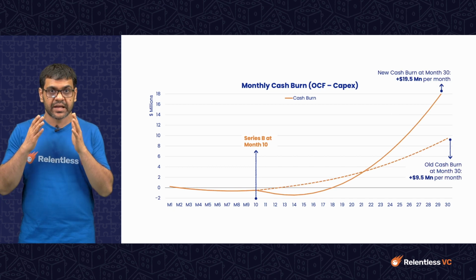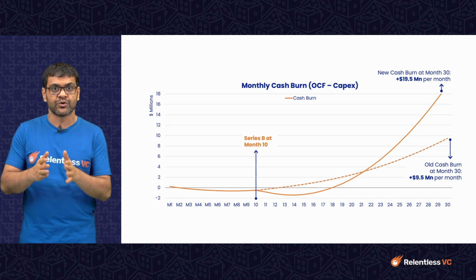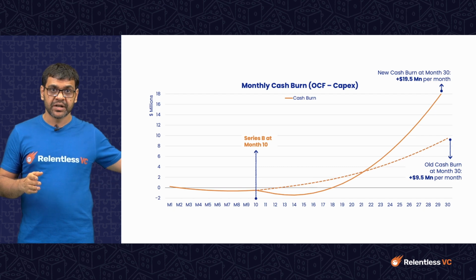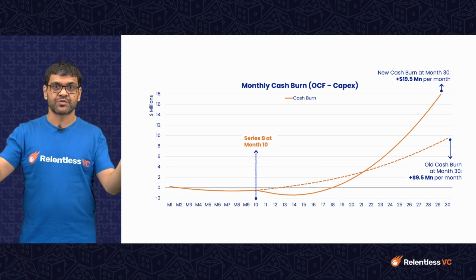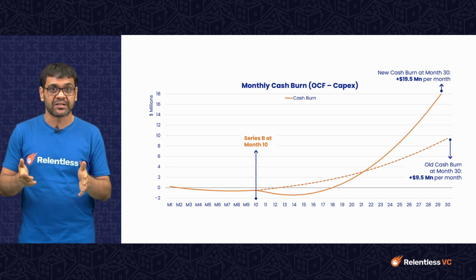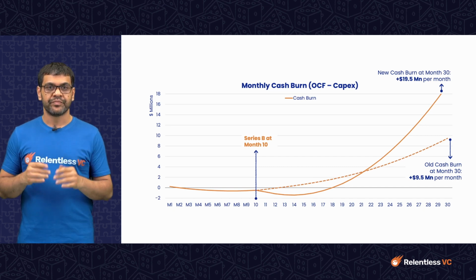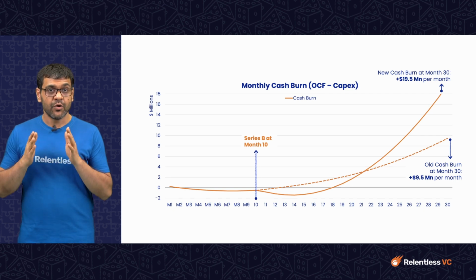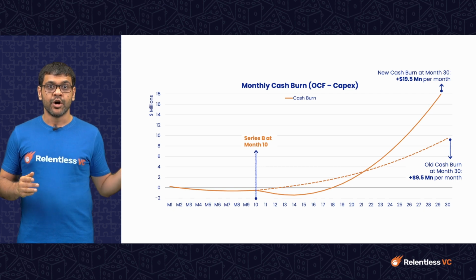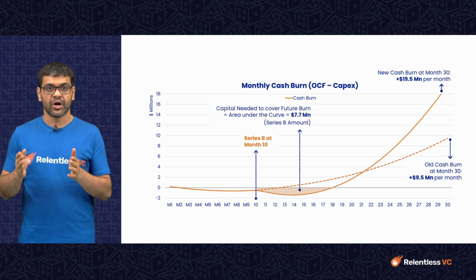The startup would once again plan to increase its cash burn as it ramps up expenses in an attempt to grow future cash flows even faster. So that now, in the new plan, by month 30, the startup would be even more cash positive and generate $19.5 million in excess cash every month, compared to the old plan in which it would have generated $9.5 million. Once again, the amount of capital the startup would need to raise in Series B to execute on the new plan would be the area under the new curve, which in our example is $7.7 million.